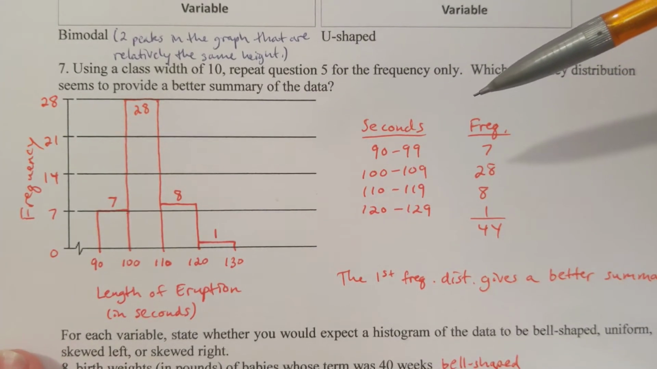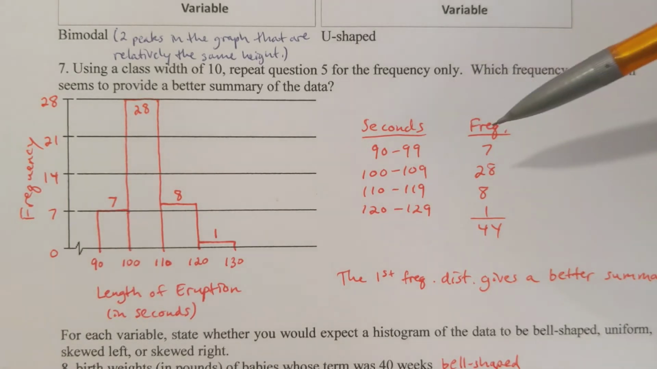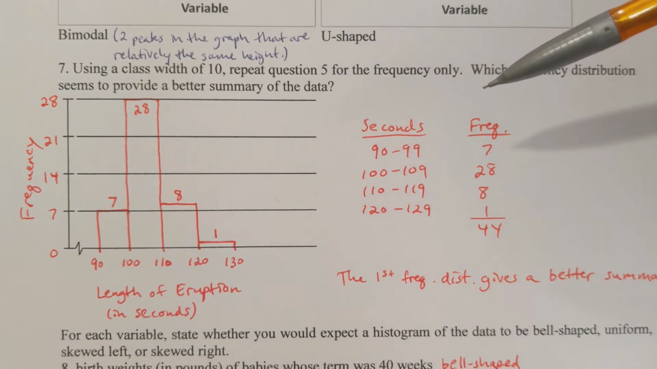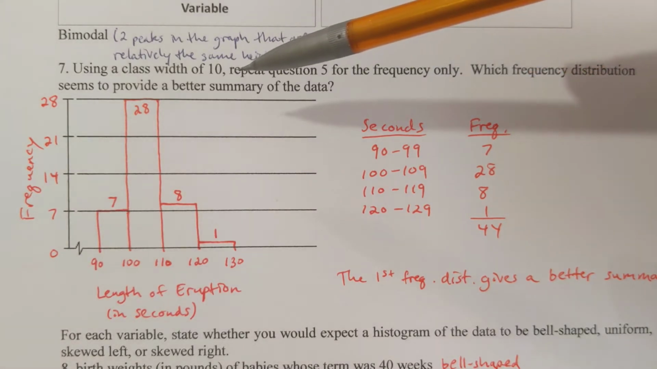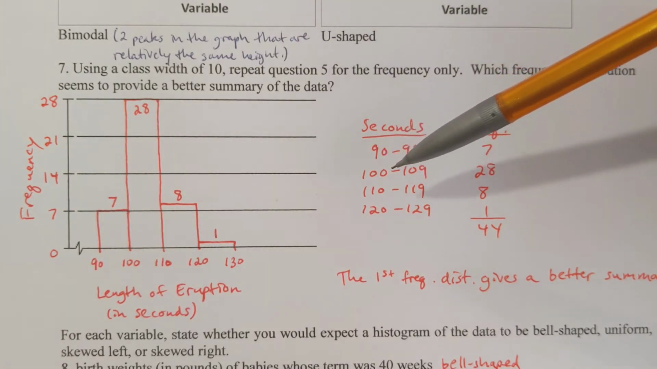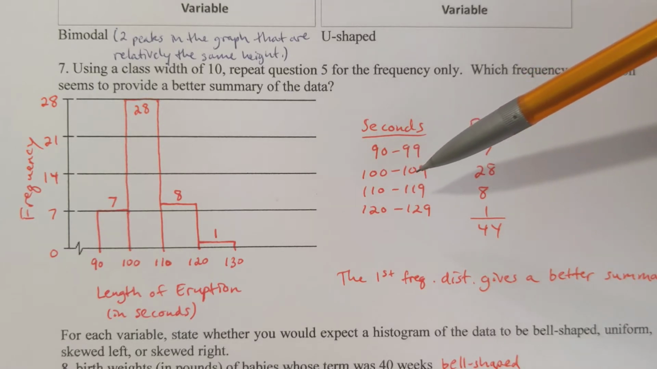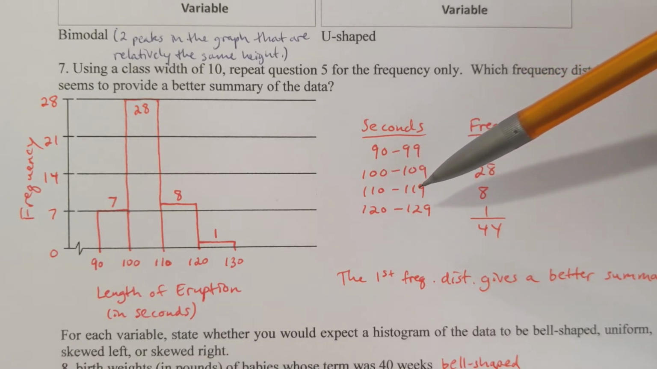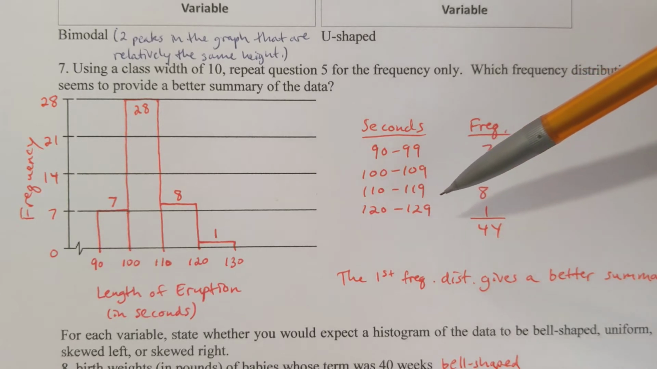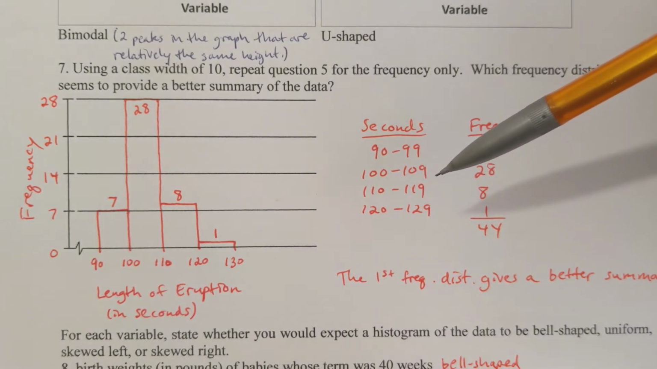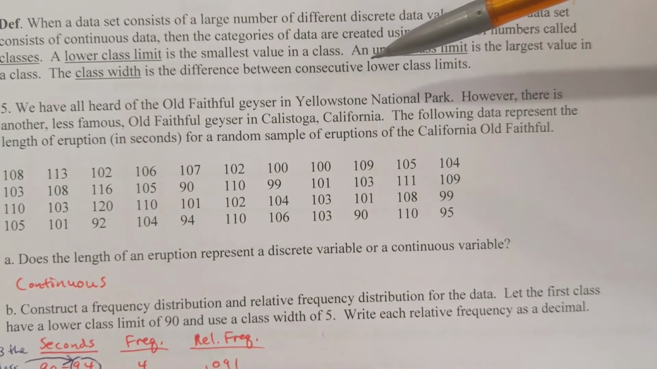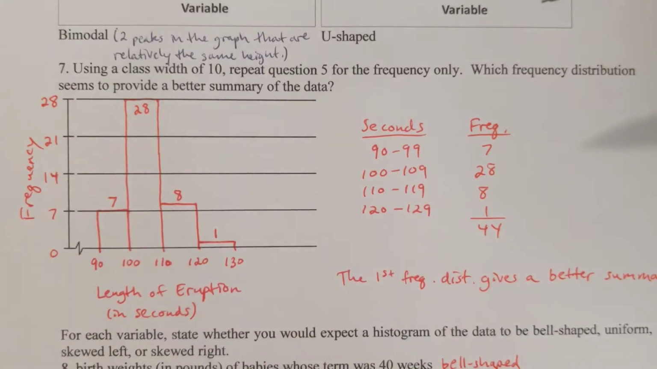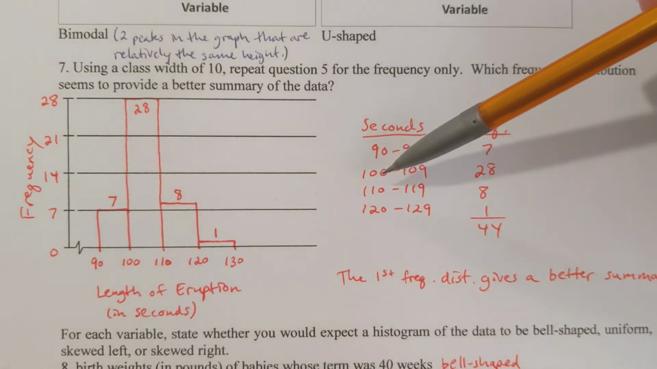I again label the headings. For the seconds, I'm going 90 to 99 if I'm using a width of 10, because I want the next class to begin at 100. Then 100 to 109, 110 to 119, and 120 to 129, using a width of 10. Remember how we define a class width: the class width is the difference between consecutive lower class limits. Kind of quirky how we define it, but that's what we mean.